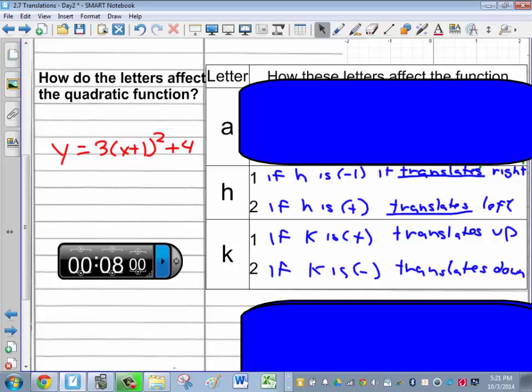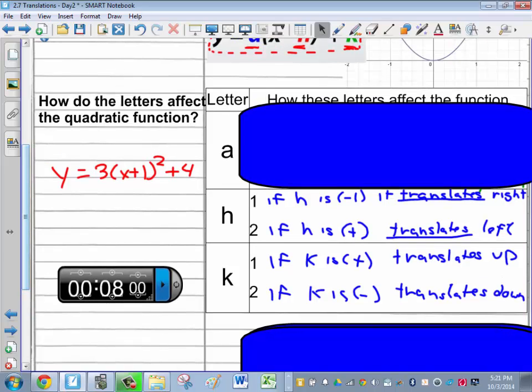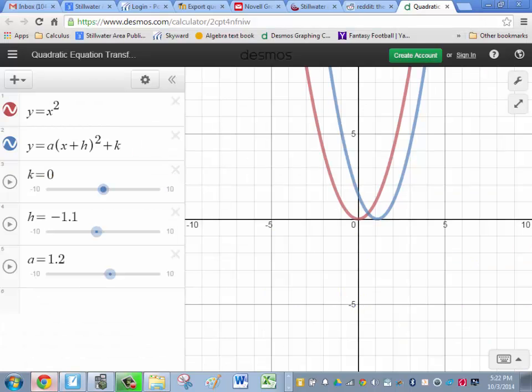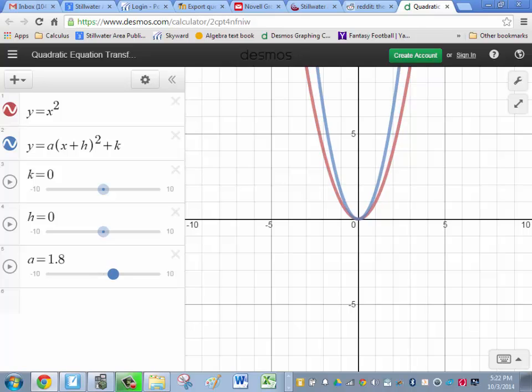Okay. And now let's figure out what that a does. This a right here. So we'll go back to that graph, and we'll get this set up so they're right on top of each other. And we'll start moving this a around right here to see how that affects it. So right now I have a at 1, so they're the same graphs, and now I'm making it bigger than 1. Oh, it's getting really skinny. Huh. And then I'm making it now less.